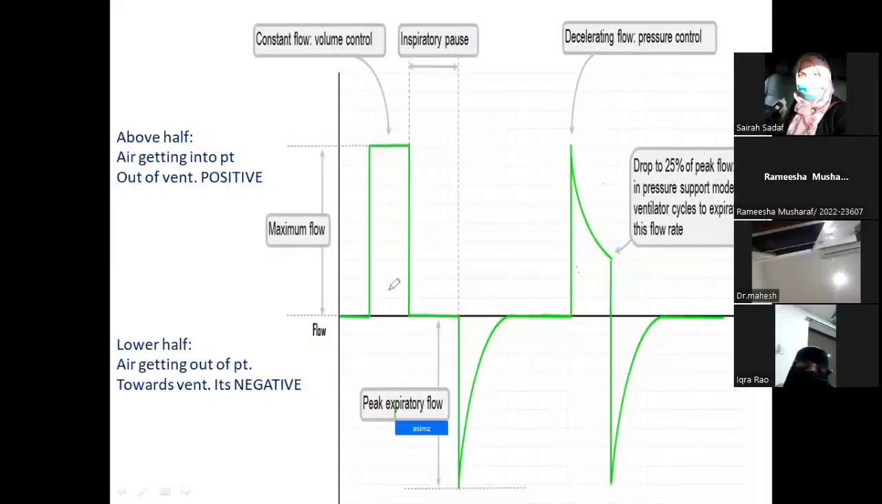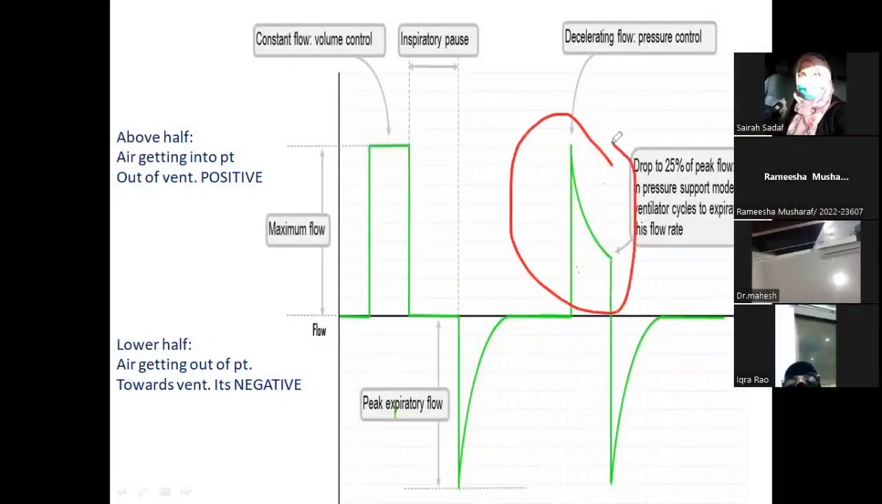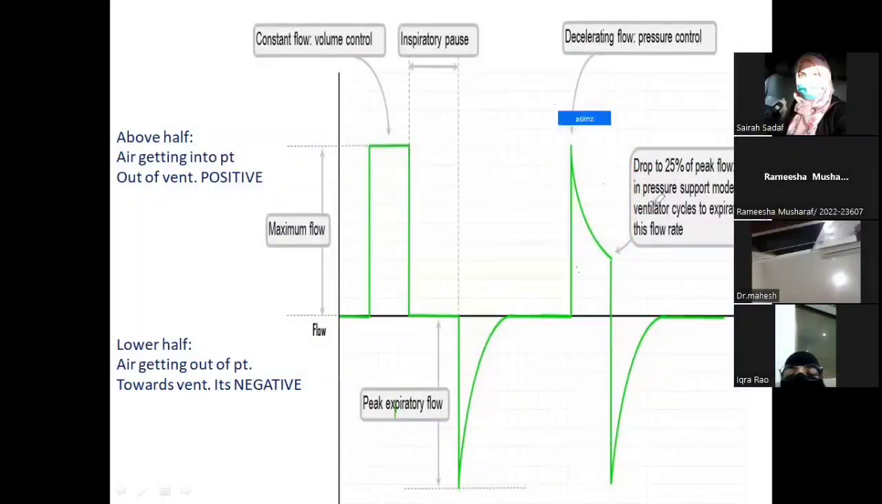So this is another explanation. This is in the volume control mode. You will have this kind of shape. While in the pressure control or pressure support mode, you will have this kind of shape. Now, why is it like this? You may ask why it's not the same. It's because there is a drop of 25% of peak flow in the pressure support mode, and the ventilator cycles to expiration at this flow rate.